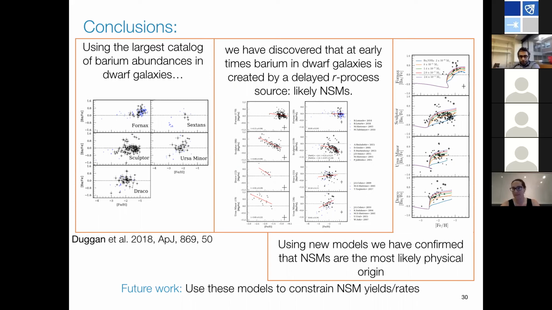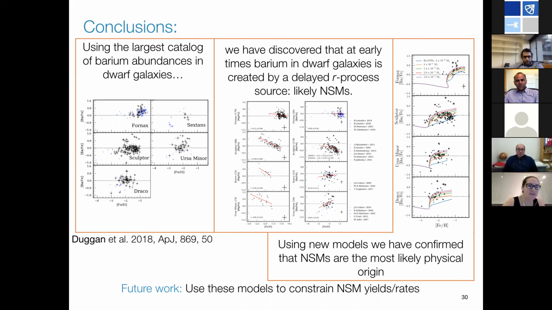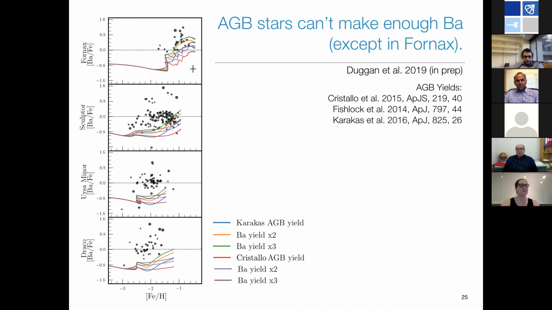Hi, Gina. Can I ask a quick question? Yes. Very interesting talk, by the way. I appreciate the looking for new things to determine the source of the r-process. But if you go back to the figures where you were showing the model results without including neutron star mergers? Yeah, with varying AGB stars, this one? Yeah.